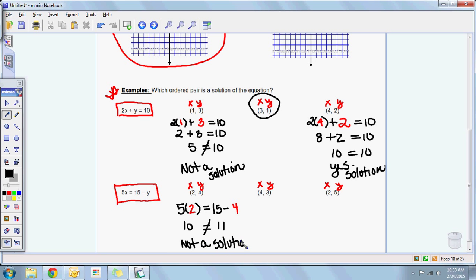All right. Hopefully you're getting the hang of it. You're testing whether or not these ordered pairs are a solution to the linear equation. I'd like you guys to try and test out these 2 points and see if that is a solution to this equation. Alrighty, good luck.